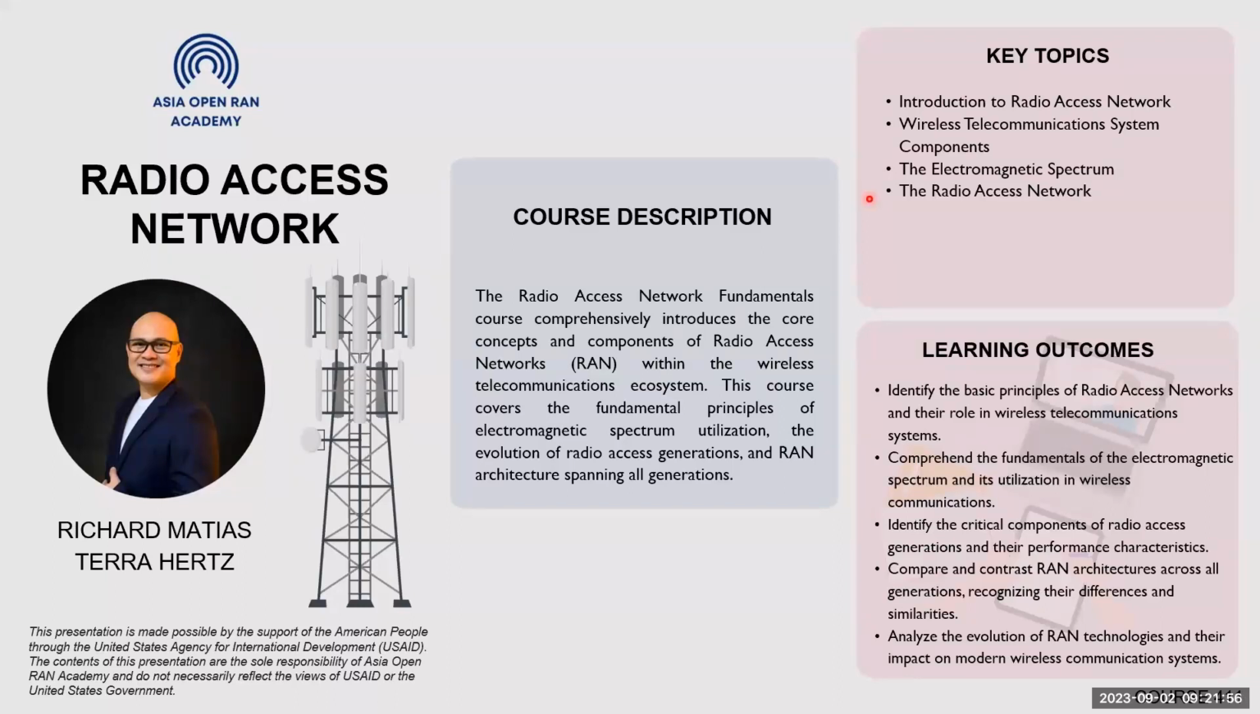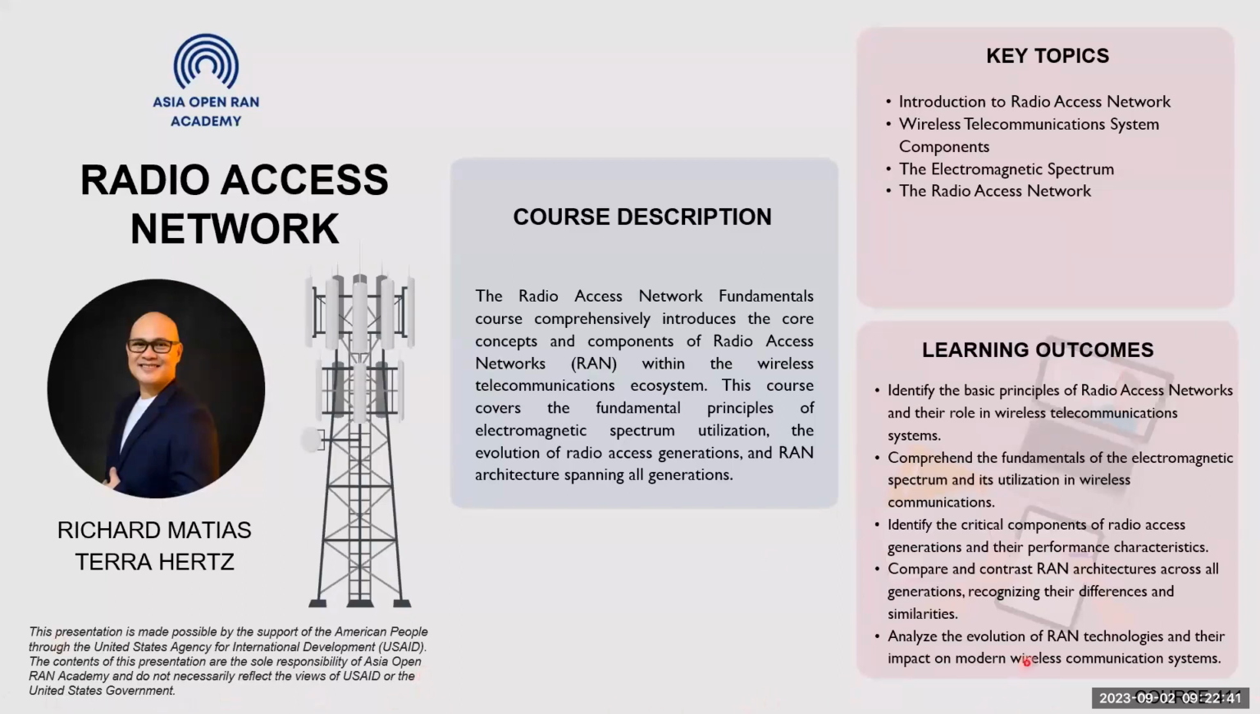And the following are the learning outcomes. First is to identify the basic principles of radio access networks and their role in wireless telecommunication system. Next is to comprehend the fundamentals of the electromagnetic spectrum and its utilization in wireless communications. Then identify the critical components of radio access generations and their performance characteristics. Next is to compare and contrast RAN architectures across all generations and recognize their differences and similarities. And lastly is to analyze the evolution of RAN technologies and their impact on modern wireless communication systems.